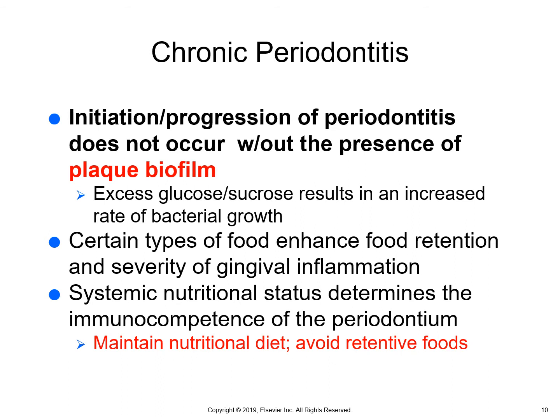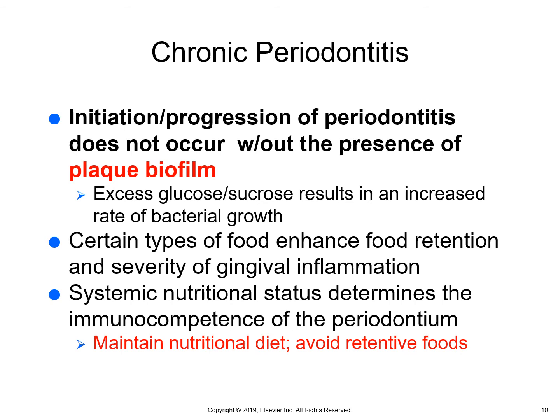Now for chronic periodontitis, the initiation and progression of periodontitis does not occur, remember, without the presence of plaque biofilm. That is the cause. There are lots of factors that affect perio and can make it worse as well, but plaque biofilm is the cause.